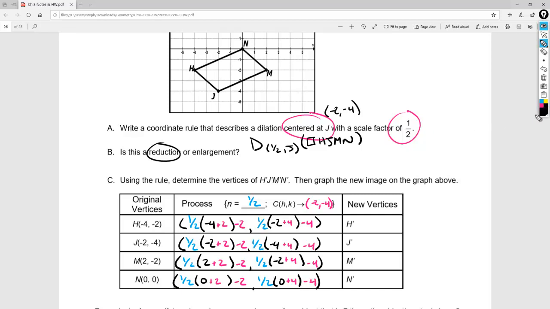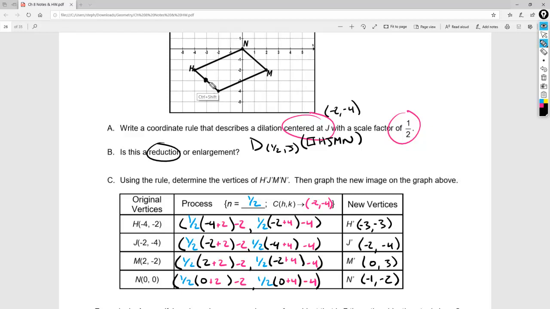And so we do a little math, we get our new vertices, which are -3, -3, -2, -4, 0, -3, and -1, -2. Okay, so these are all of our new vertices for our image. So if we go ahead and graph these, -3, -3, so this is now H prime, that makes sense.